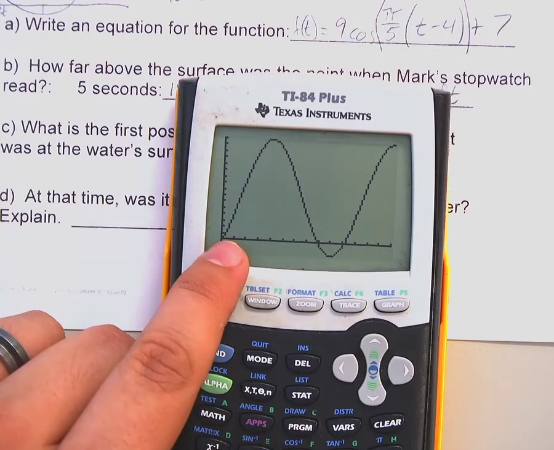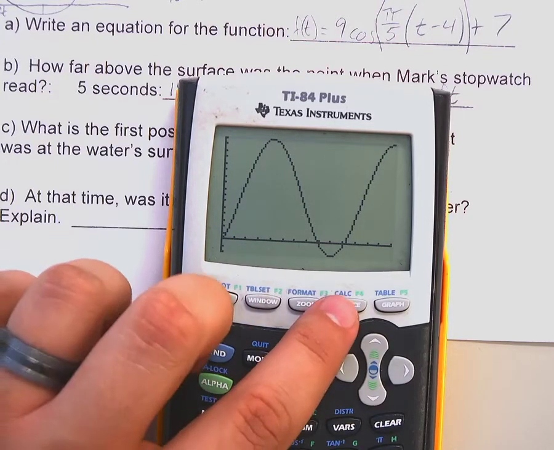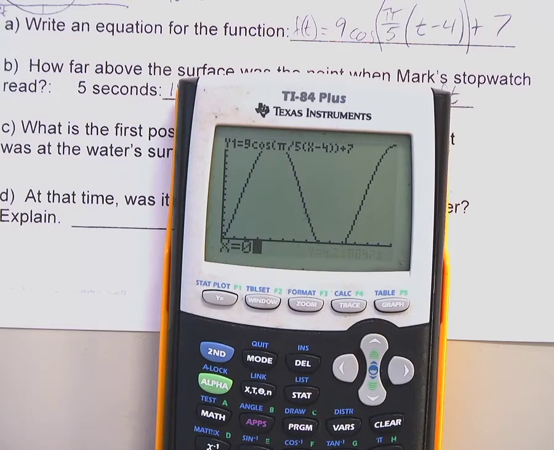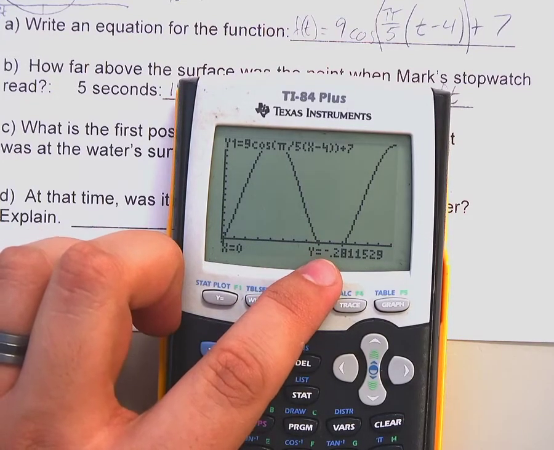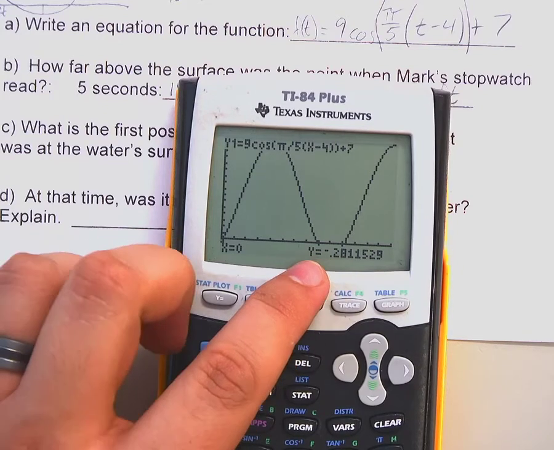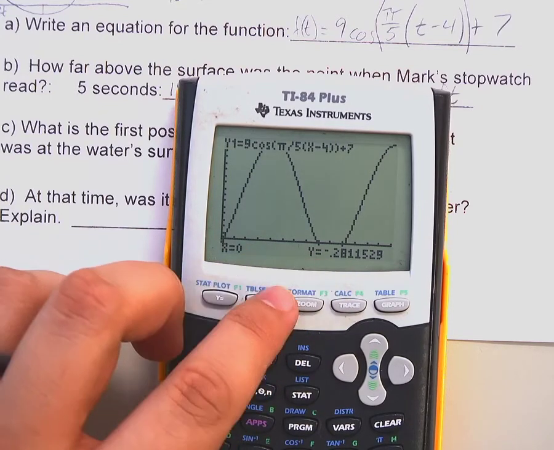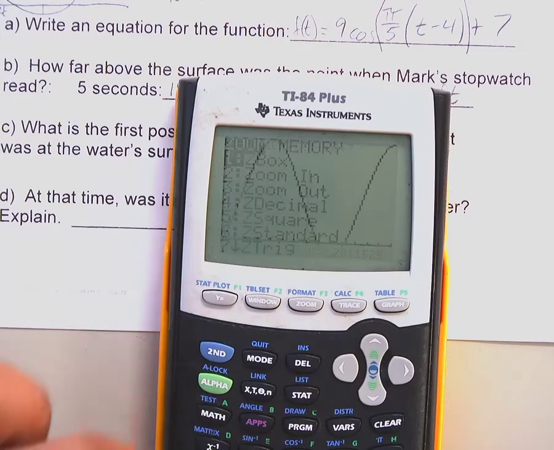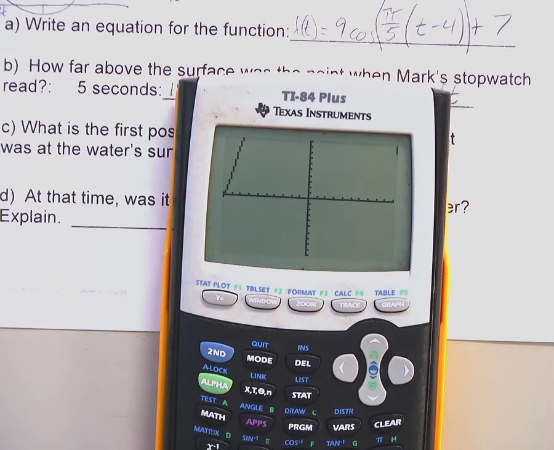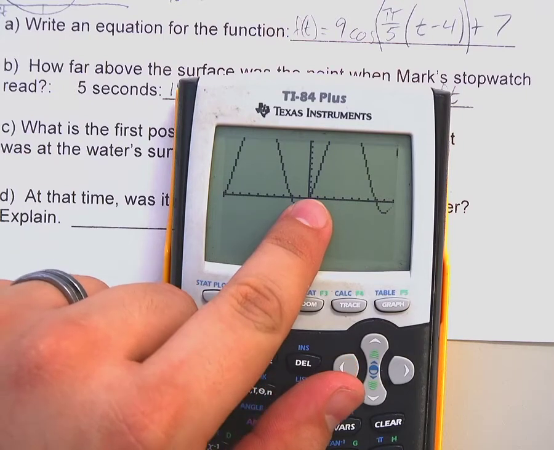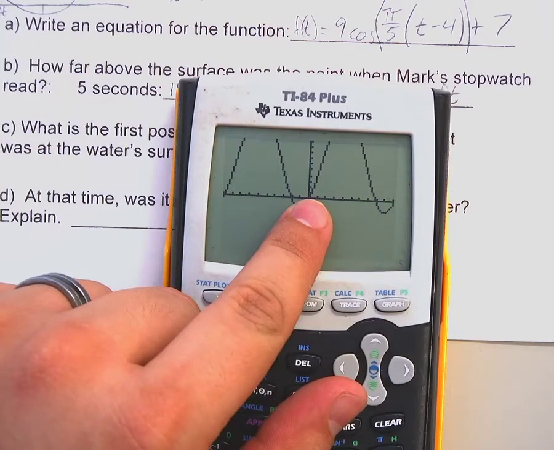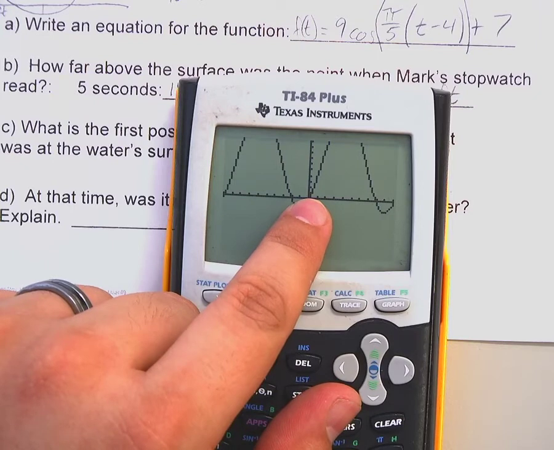So the way I would tell that is go to 0, hit trace, and go to 0 for x. See how your y value is negative? That means you did, in fact, cross the x-axis. So here's what I'm going to do. Zoom 6. Check this out. See that right there? That's the first time that's a positive value when I'm at the water's surface.